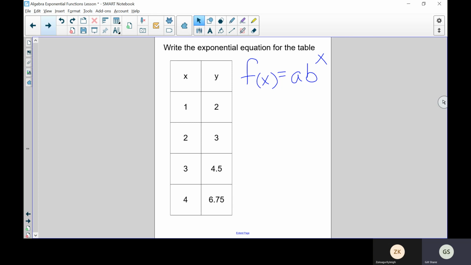The y-intercept is technically the variable. Okay, so you replace A with that number, and then B with that.